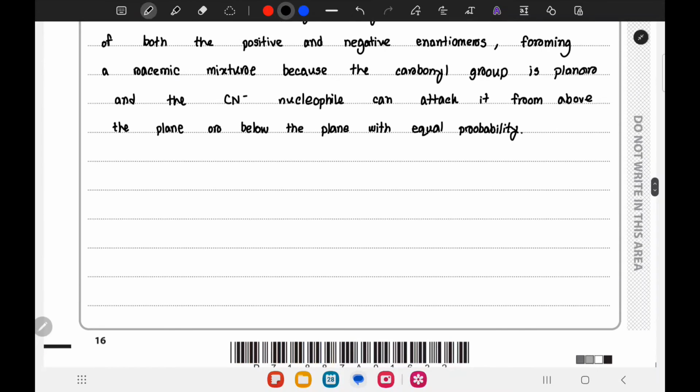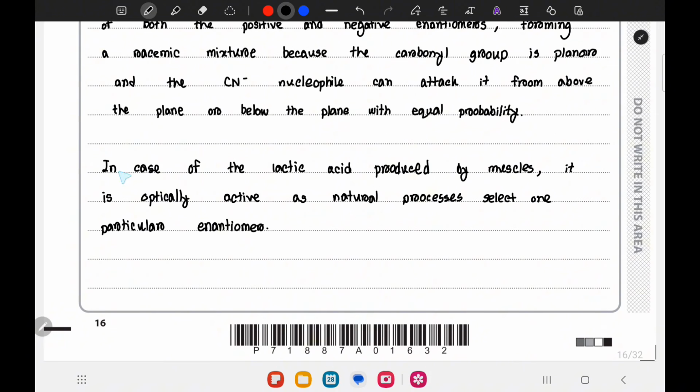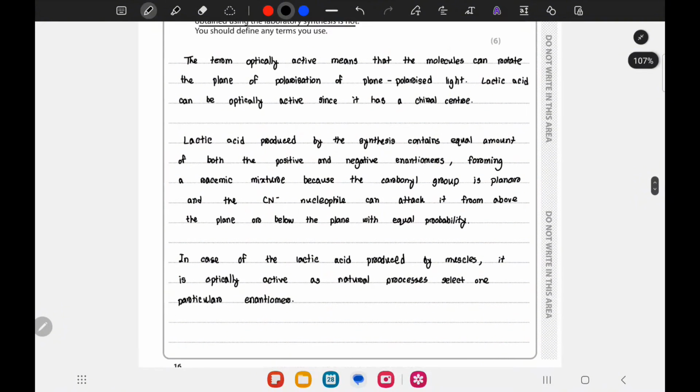So we can talk about this in case of lactic acid as well. So this is how we finish our answer. We talk about how in the case of lactic acid produced by muscles, it is optically active since natural processes select one particular enantiomer over the other. So this is how we structure our answer in this question.